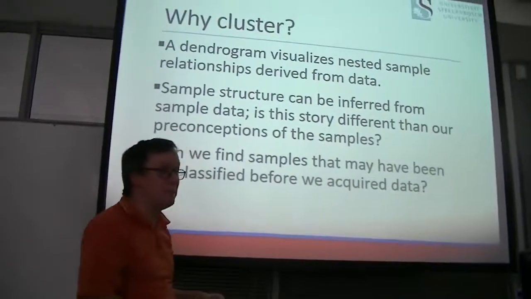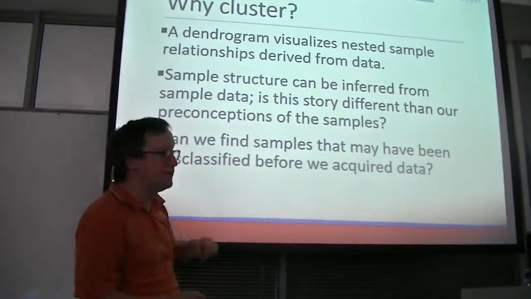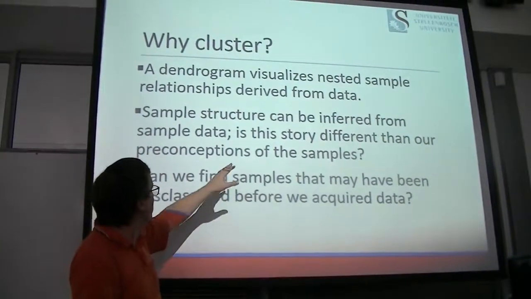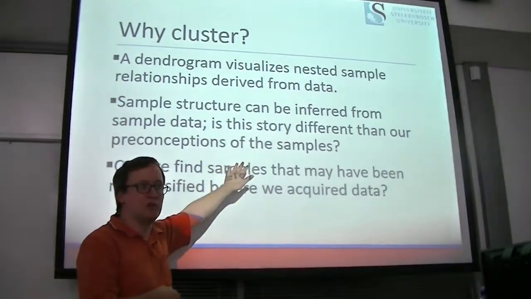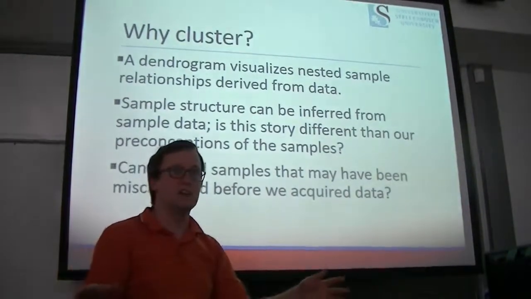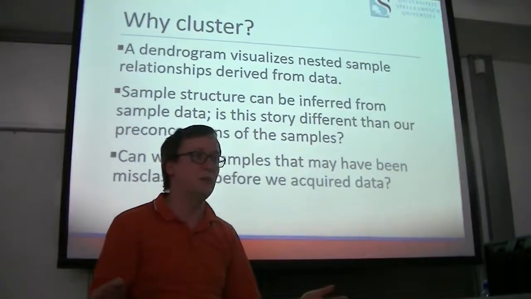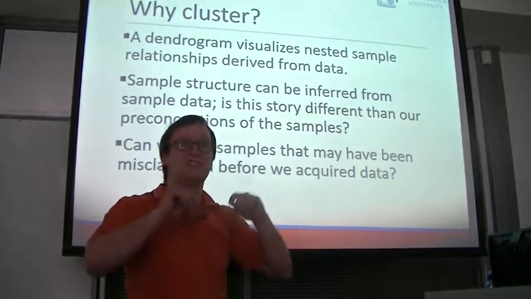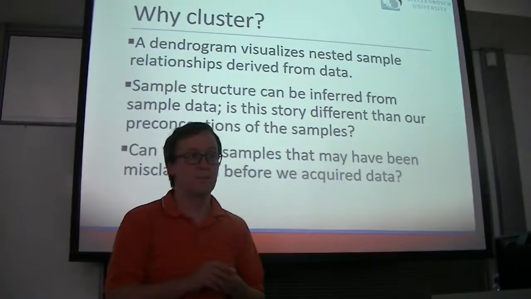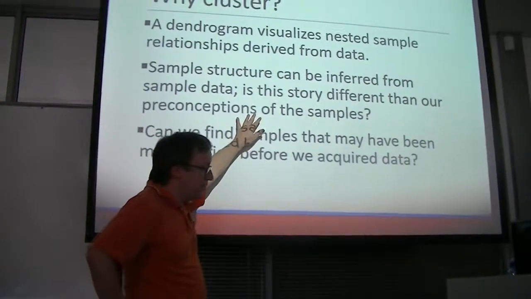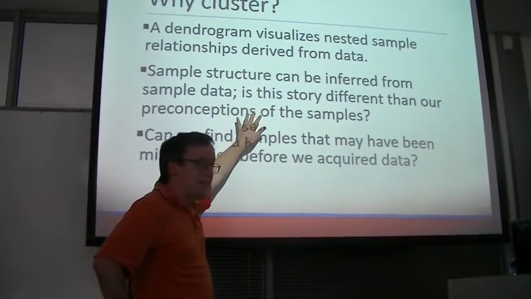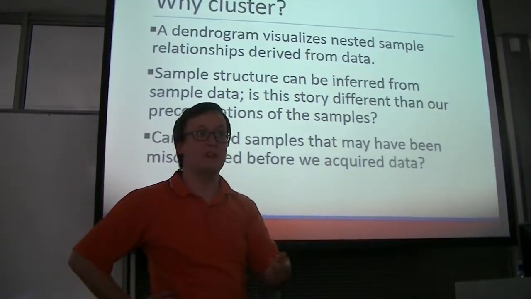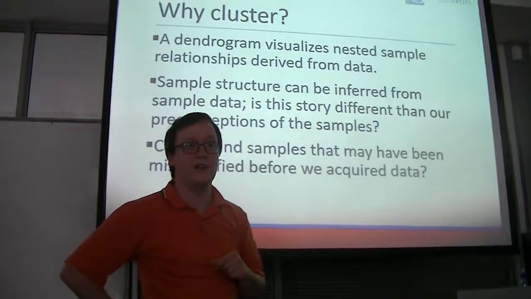Okay, so the sample structure may be something that we can infer based on the data produced by our samples. So maybe we had some notion of how our experimental data should relate to each other, but maybe that model that we had in our mind for what the data should look like does not actually reflect what the true data are like. So if the data have a different story to tell than your presumption in how you designed the experiment, clustering is one of the ways that you can find that out.